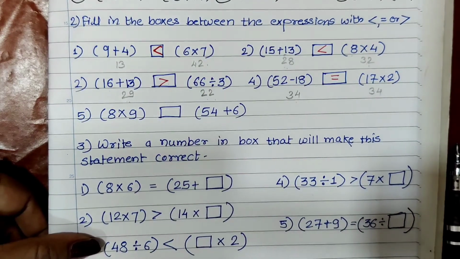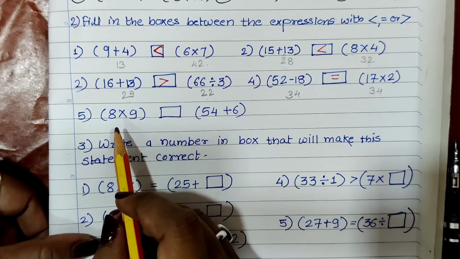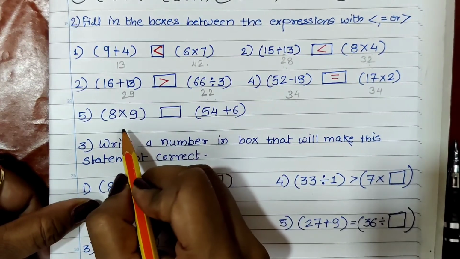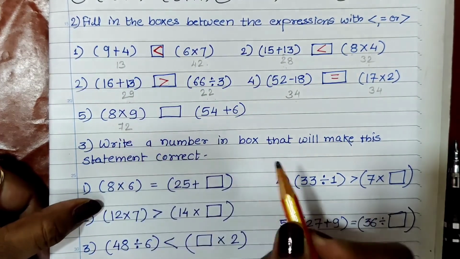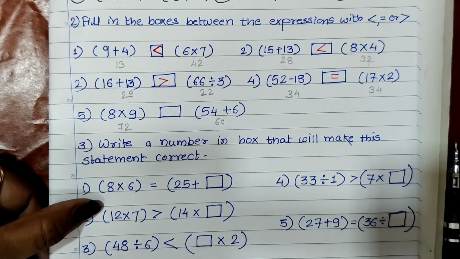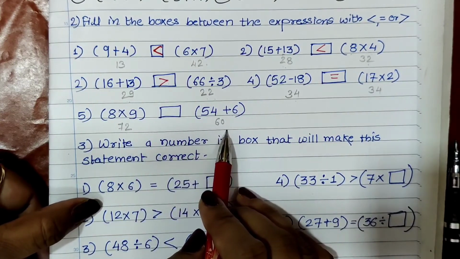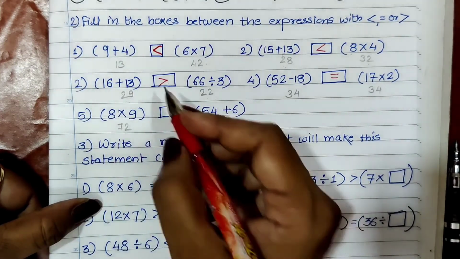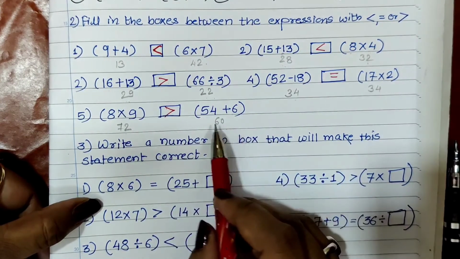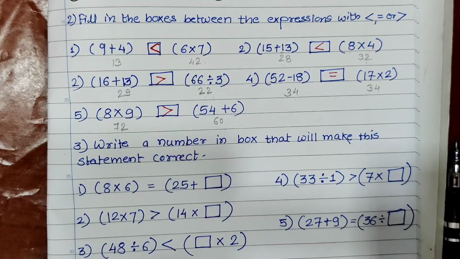Now last bracket here, 8 into 9. 72. Am I correct? Yes. And 54 plus 6 is 60. So after solving, what we get? 72 and 60. 72 is bigger than 60. That means 8 multiplied by 9 is greater than 54 plus 6. So in this way you can put the proper symbol in given brackets in this question.